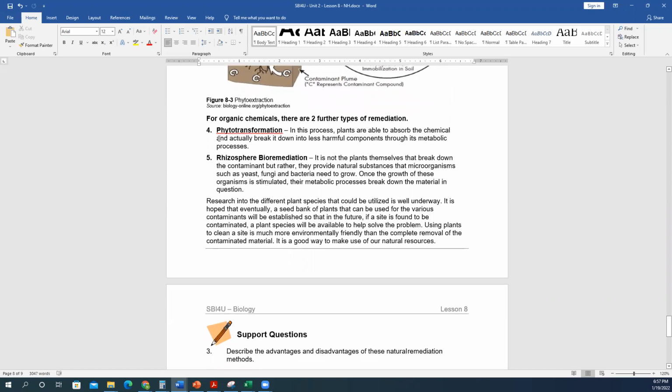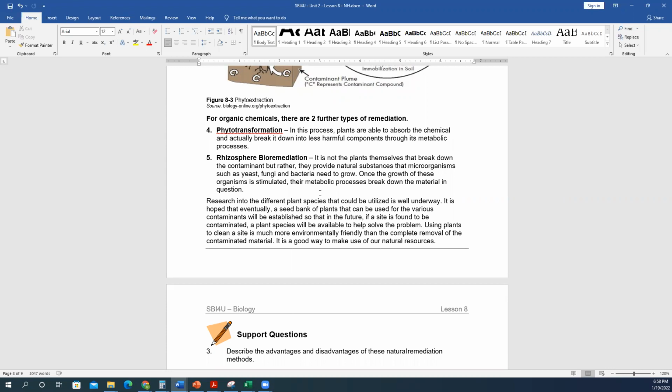Now, the fifth and the last type, rhizosphere bioremediation. Here, it's not the plants themselves that break down the contaminant, but rather these plants provide the natural substances that the microorganisms that live amongst these plants, amongst the root systems or on the leaves, microorganisms such as yeast, fungus, and bacteria, need in order to grow. And it's then these microorganisms that break down the contaminants.